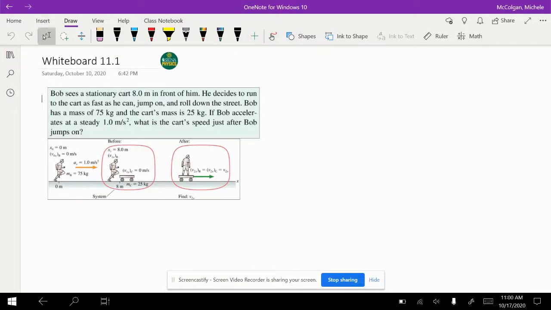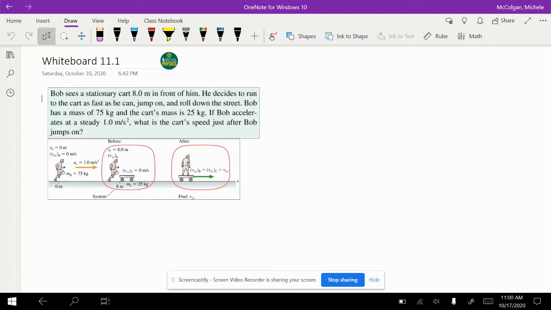Bob sees a stationary cart 8 meters in front of him. He decides to run to the cart as fast as he can, jump on, and roll down the street. Bob has a mass of 75 kilograms, and the cart's mass is 25 kilograms. If Bob accelerates at a steady 1 meter per second squared, what is the cart's speed just after Bob jumps on? So this problem is really a two-part problem.